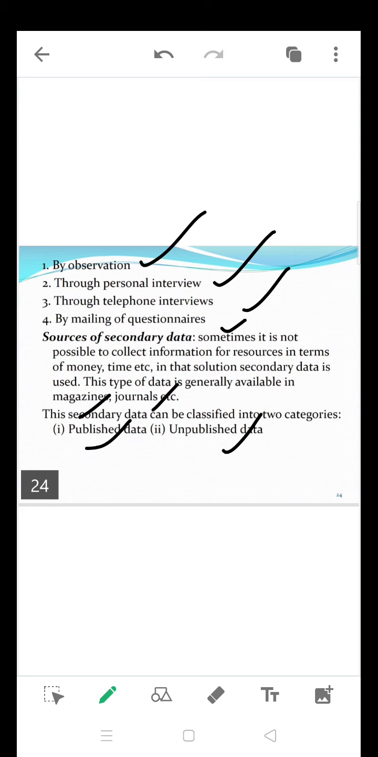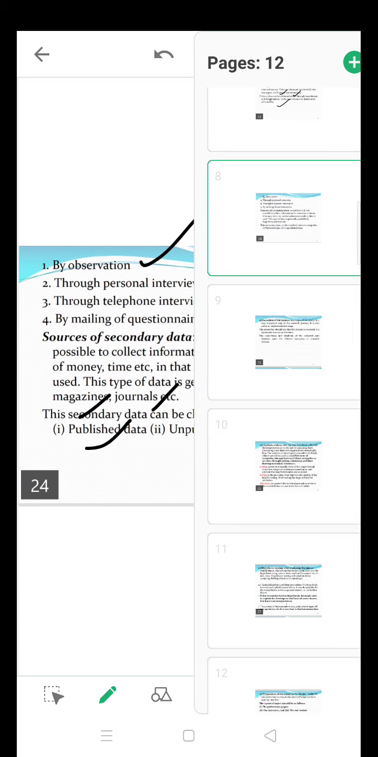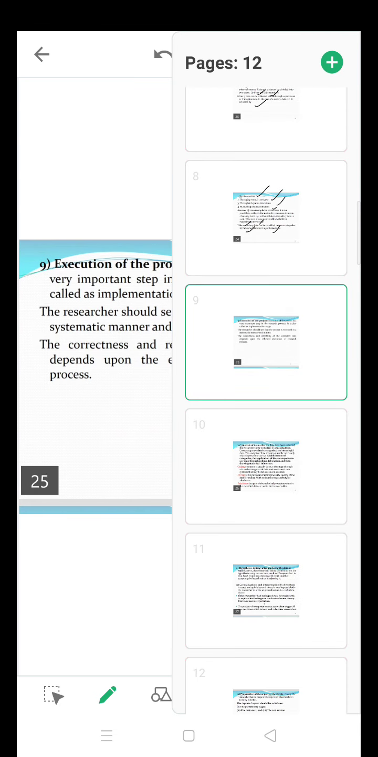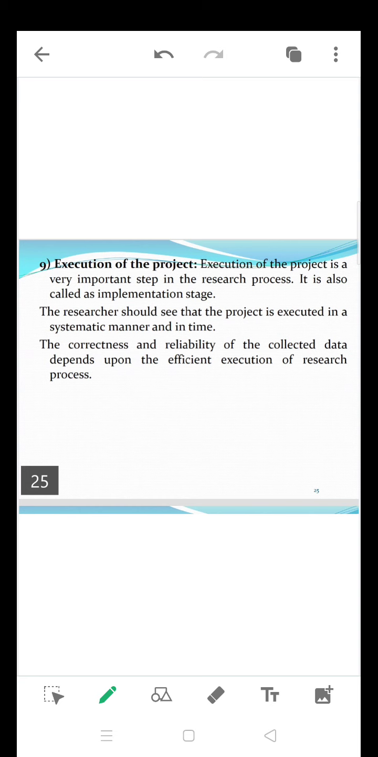But primary data is fresh data, which the researchers actually collect themselves. It is fresh data collected by the researcher. But secondary data is existing data, already there, and whichever is really required, the researcher is going to collect that. And the next step is execution of the project. So once the data is collected, execution of the project or the execution of the result is very important.